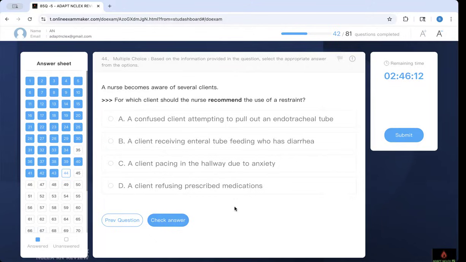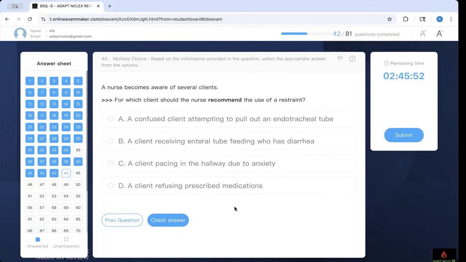The confused client attempting to pull out the what? Endotracheal tube. The client receiving enteral feeding who has diarrhea. The client pacing in the hallway due to anxiety. The client refusing prescribed medication. Who needs what? Restraint. What do you think?